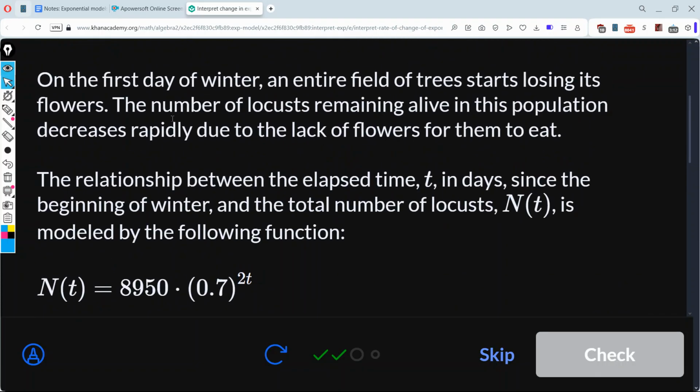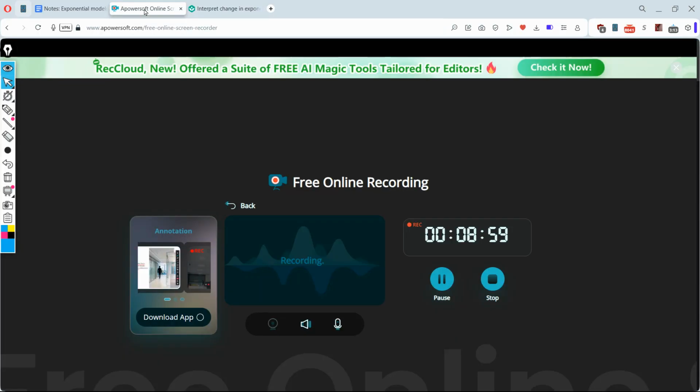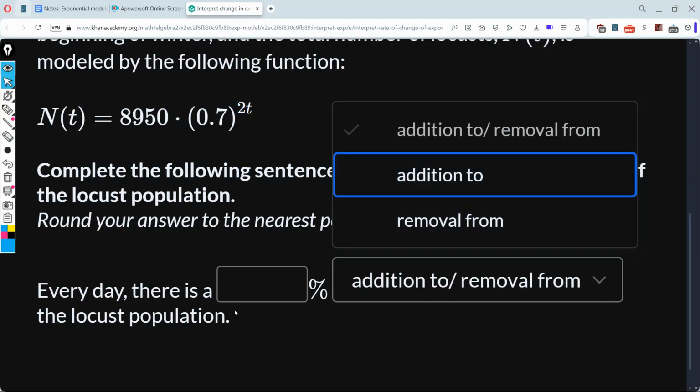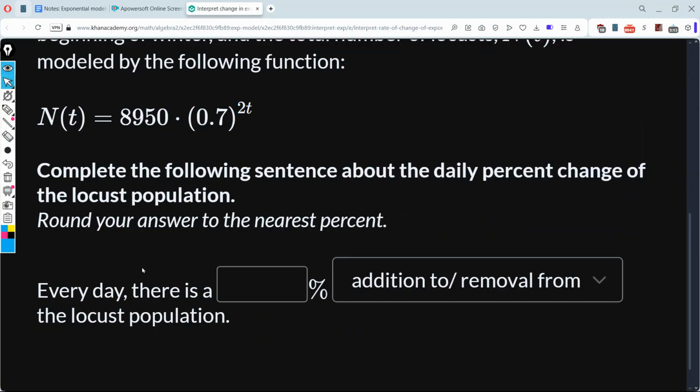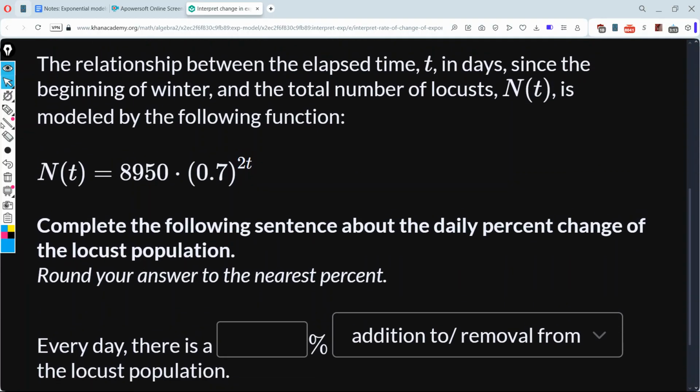All right, this is about locust population. The relationship between the time t in days since the beginning and the total number is modeled by this function. Complete the sentence about daily percent change in the locust population. All right, so they want to know what percentage is added to or removed from the locust population. So if t is a number of days, what are we doing here? Well, we can ignore this right here.